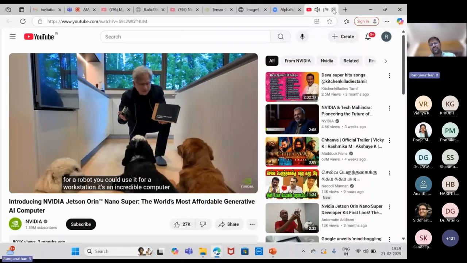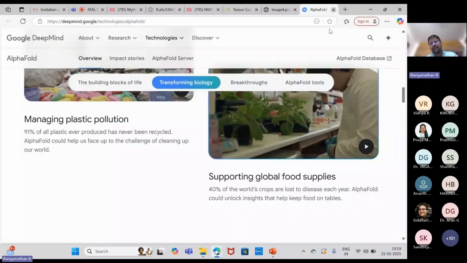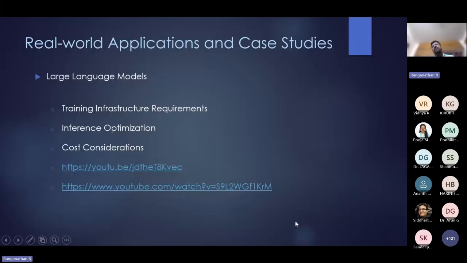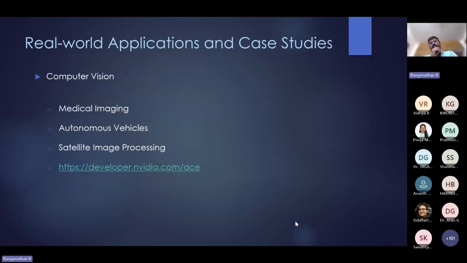So in a thumb size, using this thumb size setup, you'll be able to develop very advanced applications, right? So this is the NVIDIA Jetson Orin supercomputer. The next one is on computer vision, right? So when it comes to computer vision, the top applications are medical imaging, autonomous vehicles, and satellite image processing. Again, here also, NVIDIA, Microsoft, they're all doing a huge amount of work.